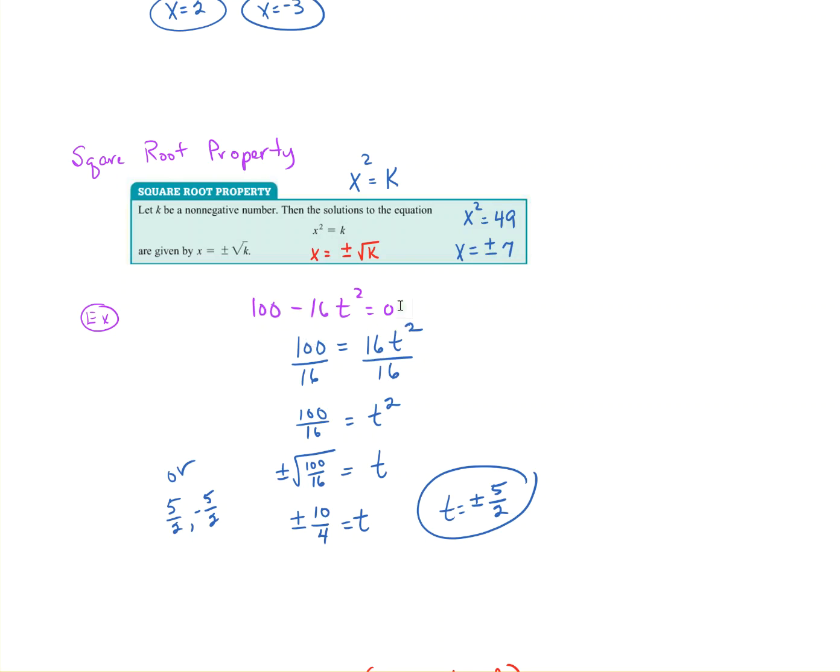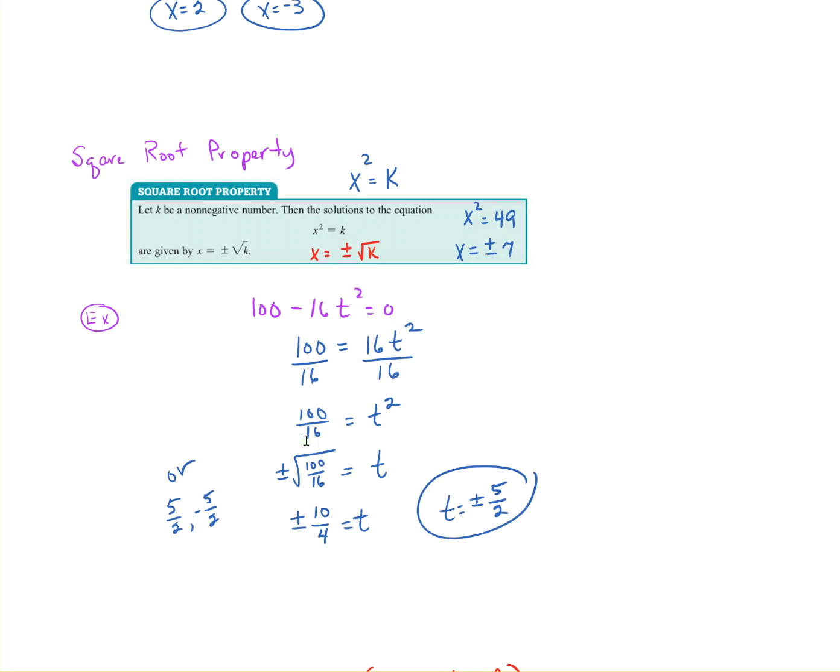Normally, we would move the constant over here, but that leaves negatives, and you've got to get rid of the negatives anyway. So I'm going to add the 16t squared to this side. Then I want to isolate this t squared, so I'm going to divide both sides by 16. I'm left with 100 over 16 equals t squared.